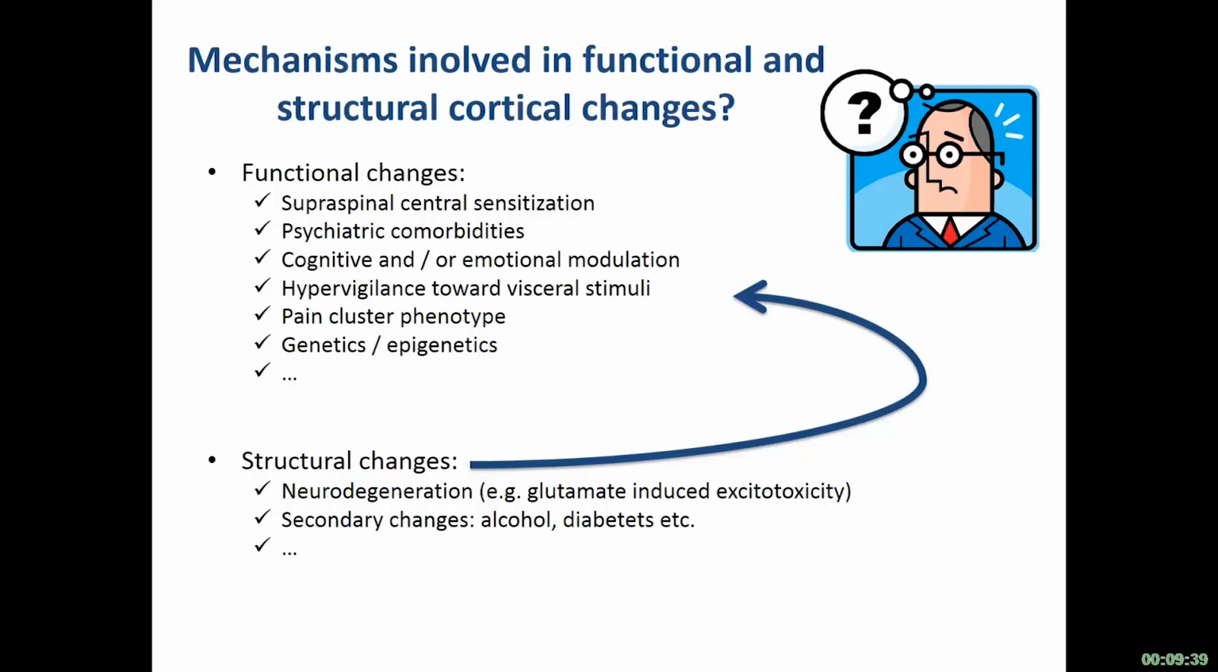This has been studied extensively in animal models, and that's likely a relevant mechanism here. But of course, when it comes to chronic pancreatitis, we must not forget about the alcohol, the diabetes, etc. That could also be of relevance, although we have tried to control for these confounders by using some statistics.